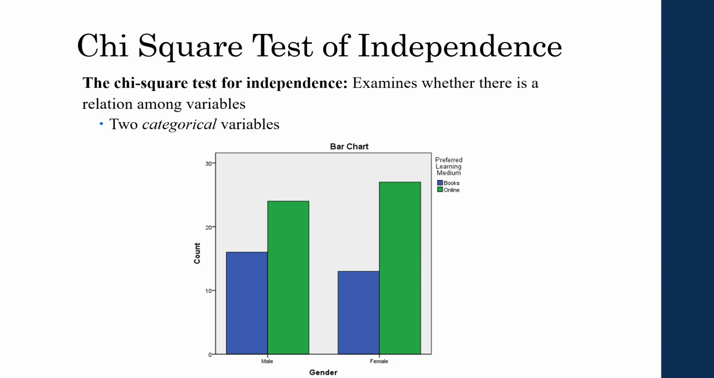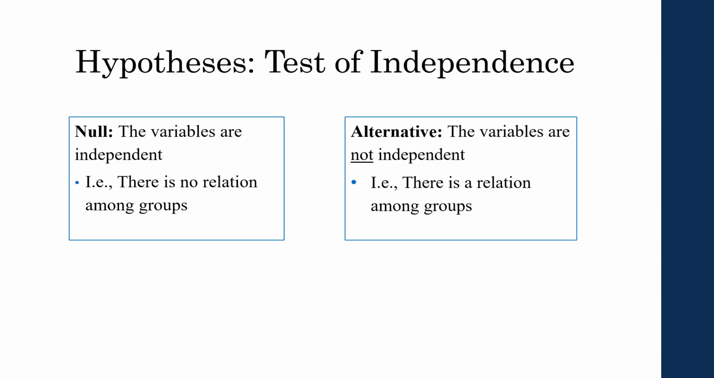So to give you an example of this, say we are interested in whether or not there is a difference in preferred learning mediums among males and females. We ask a sample of people if they prefer to learn through books or on the internet, and we just take a tally of these to compare groups. So let's go into the hypotheses for this test. The null hypothesis is that the variables are independent, meaning that there is no relation among groups, and we cannot predict who will fall into what category. The alternative is that the variables are not independent. In other words, there is a relation among groups.